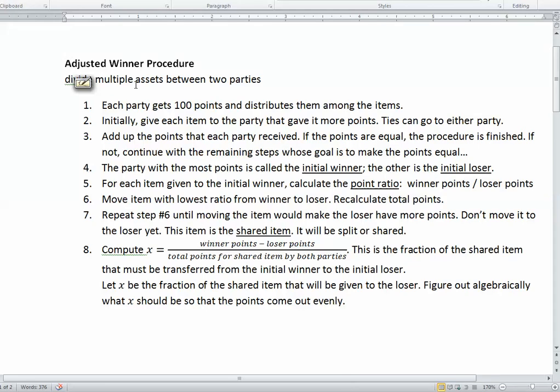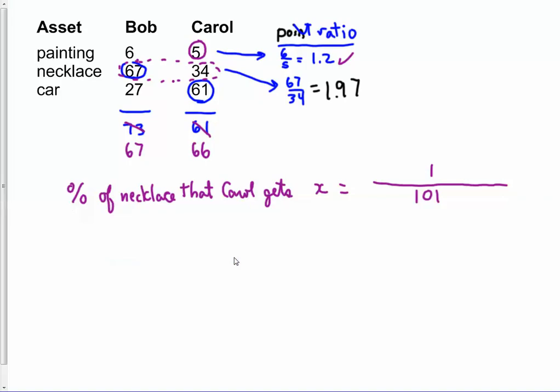And by the way, here's the full list of the adjusted winner procedure. And I'm talking about right here. So the X turns out to be, again, the difference in the points, the winner's points minus the loser's points. For us, that was just a 1, divided by the total points for the shared item by both parties. That was the 67 and the 34 added together. And that's it. That fraction is the answer. So for us, it was just 1 over 101.